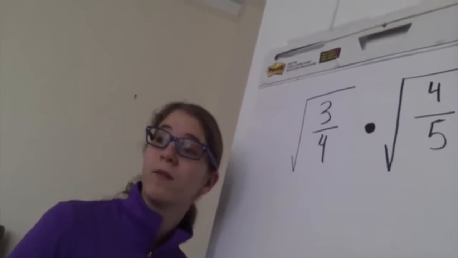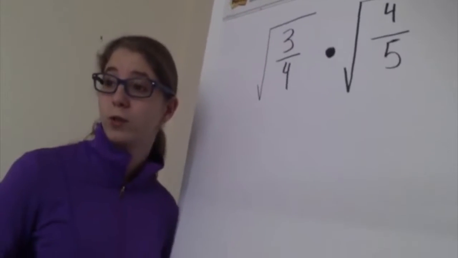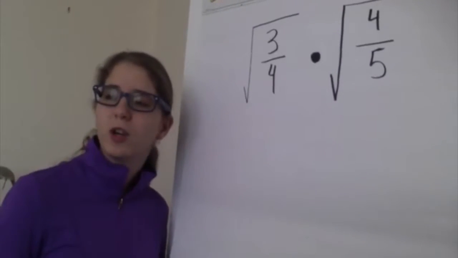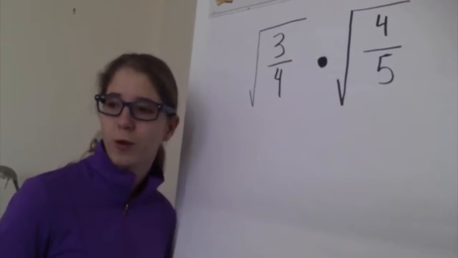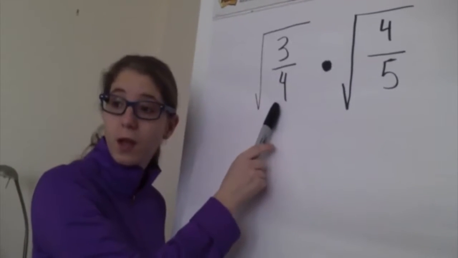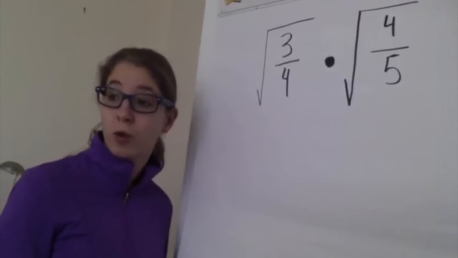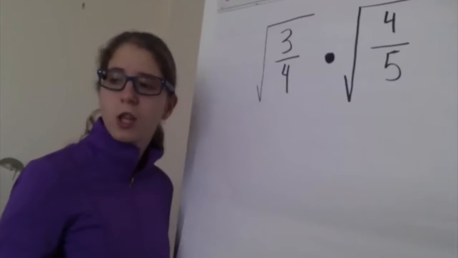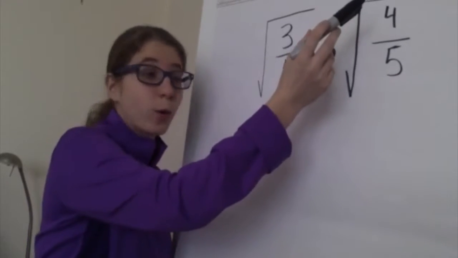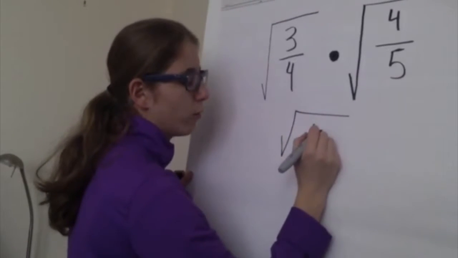Our next problem involves fractions with radicals, and it requires us first to find the product of square roots, and then rationalize the denominator. It might look difficult at first glance, but don't worry, we'll simplify it. The problem is radical 3/4 times radical 4/5. First, let's find the product of the numerators of the two fractions. The square root of 3 times the square root of 4 is the square root of 12.